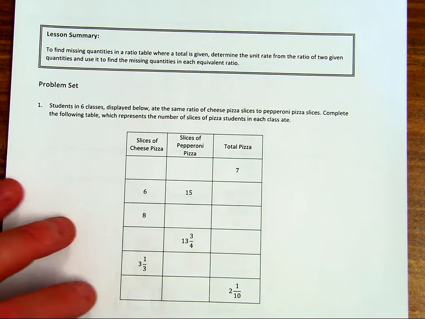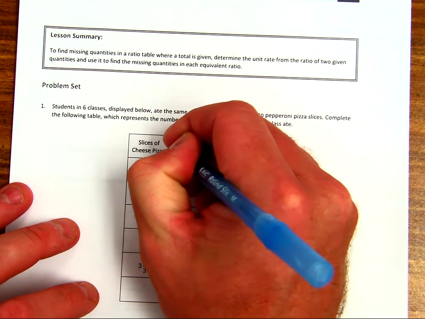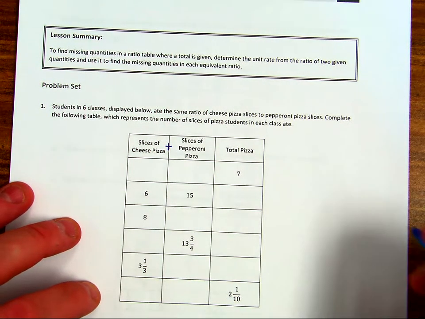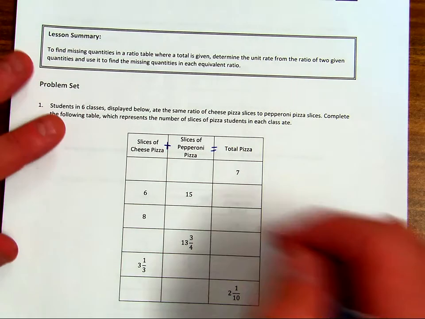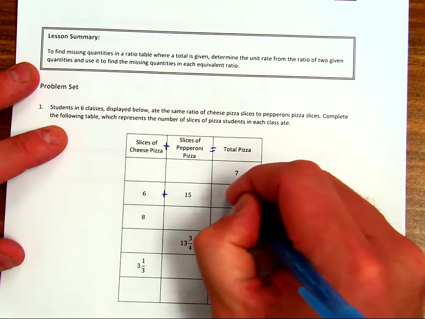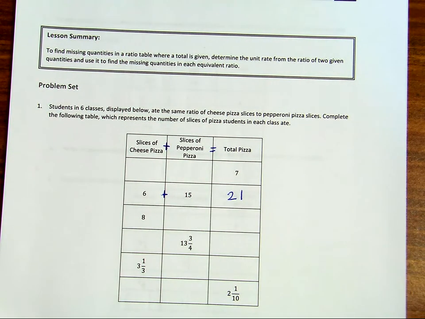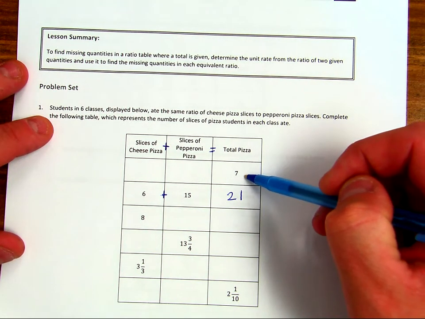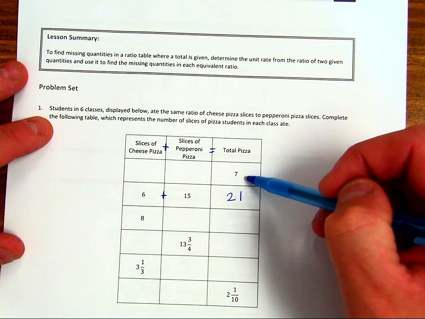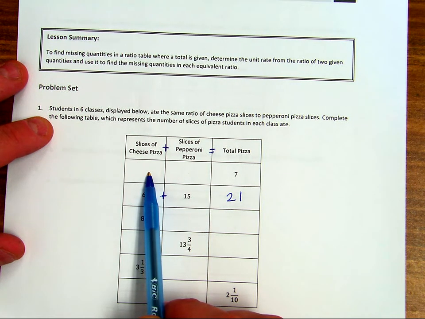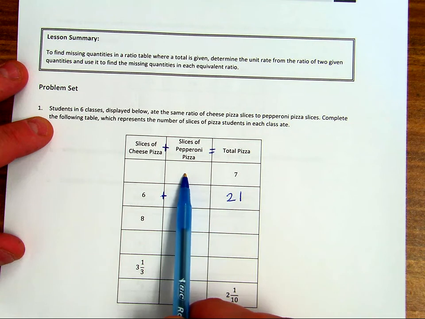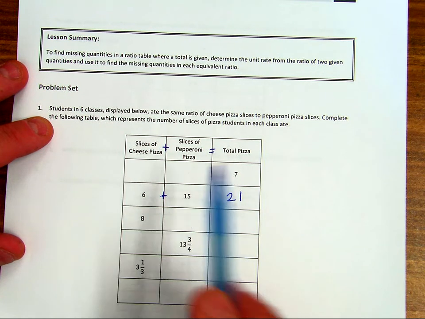If we take a look at our table, we know that the slice of cheese pizza plus the slice of pepperoni pizza gives us a grand total of pizza. So I know that 6 plus 15 is 21. To set up my proportion, I am going to use total as either my numerator or denominator. It does not matter. And then I need to choose if I want to solve for slices of pepperoni or slices of cheese. I will start off and try to find the amount for slices of pepperoni.